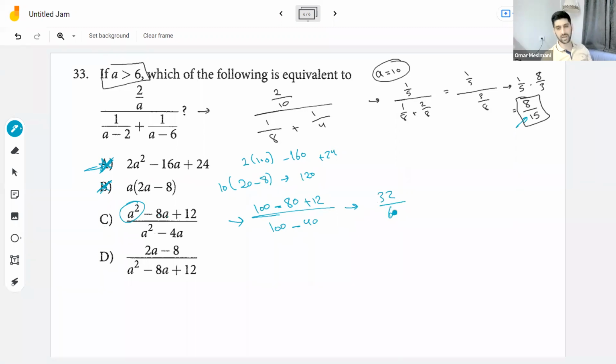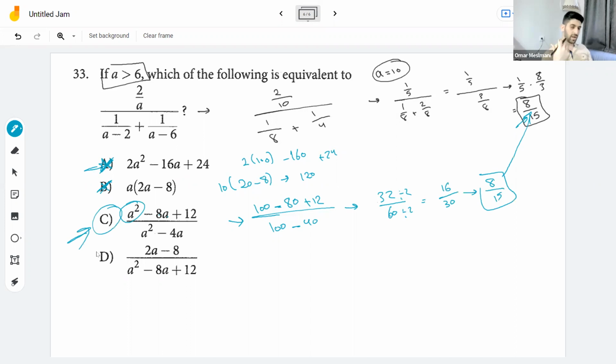If I divide up and down by 2, first of all, let's start with easy. By 2, it's going to be 16 over 30. One more time by 2, it's going to be 8 over 15. And it's exactly the same, so the answer is C. Okay? That is the easier part. That's the easier way to do a question.